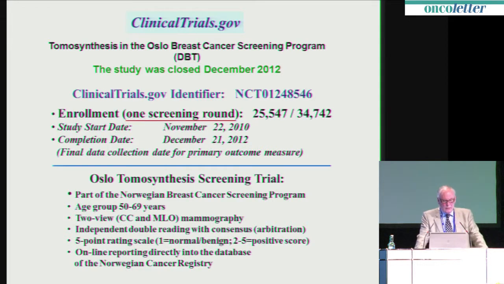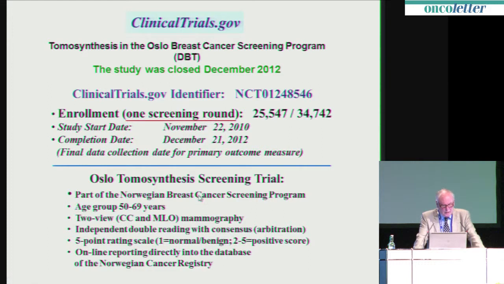You should know that this Oslo trial was scheduled for 1 screening round in Oslo. And 1 screening round, we have biannual screening, every 2nd year. So it was scheduled for 1 screening round or 2 years. I estimated that we would have about 25,000 women having tomo during these 2 years. We ended up with 25,500, so that was very close to my estimates. We started the study on November 22, 2010, and the study was closed on December 21st, 2012.